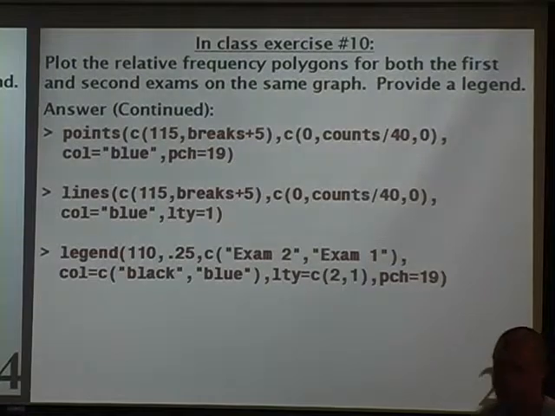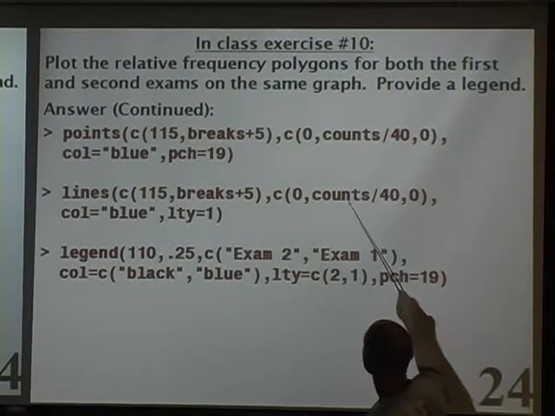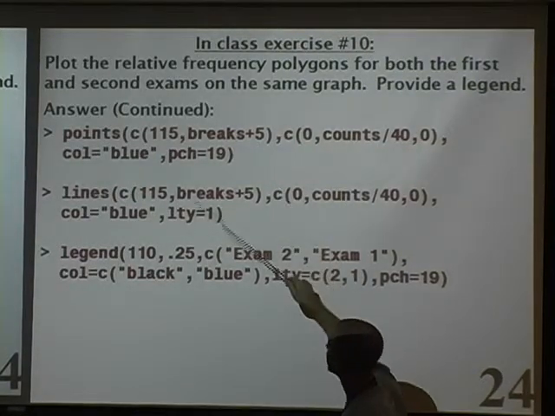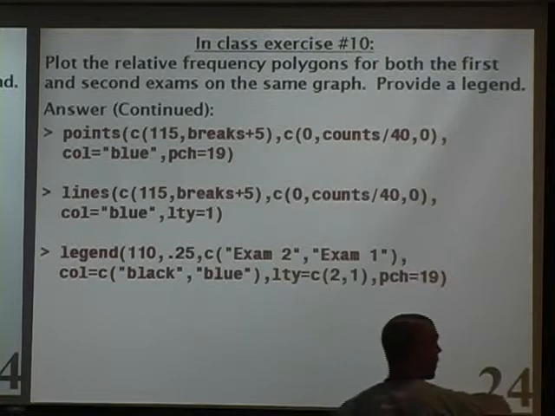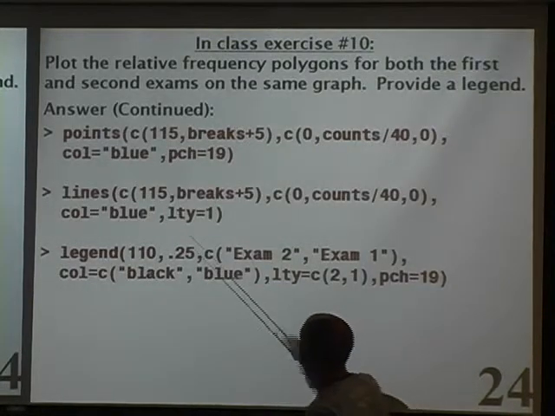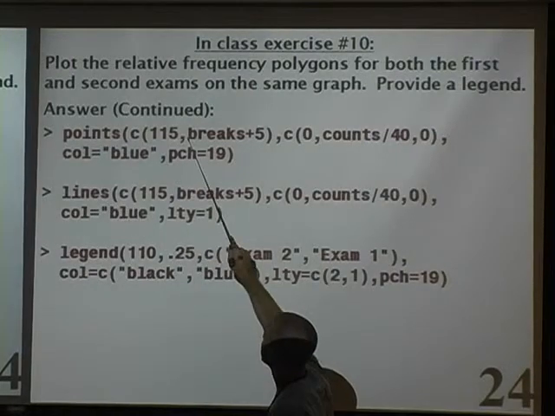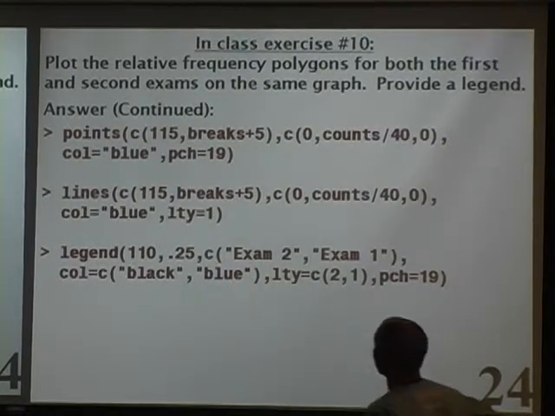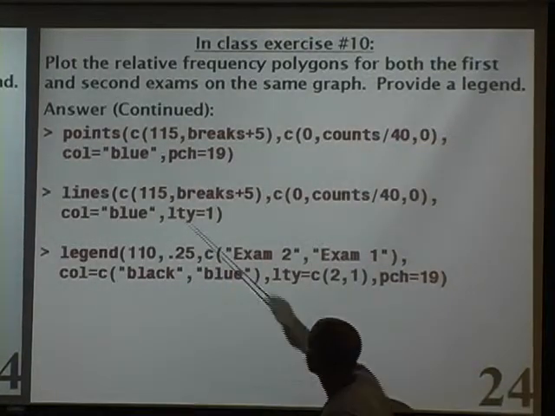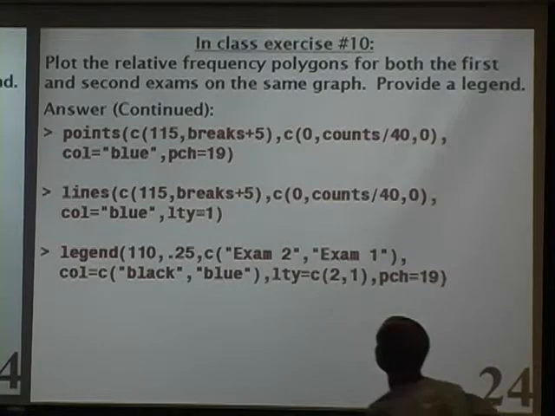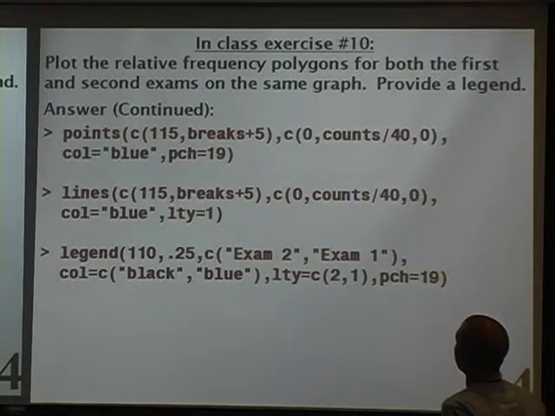Basically, I still have the breaks and the counts in there from before, so I'm going to add points with the breaks and lines. So points is sort of like plot, except it's not going to create a new plot. It's just going to put points there. And then lines, of course, the same thing. So it's going to put these points and these lines on top of the same graph. I'm going to make it blue and the default line type, which is solid. So I have a black dotted line, and now I have a blue solid line.